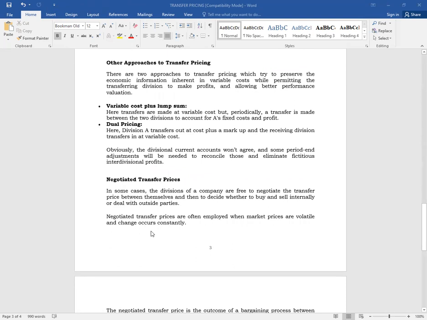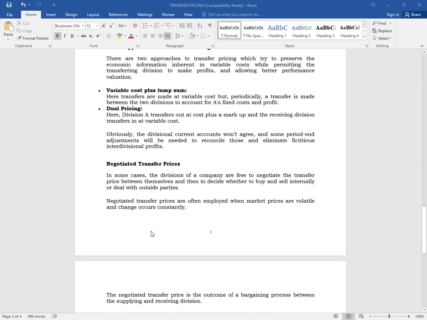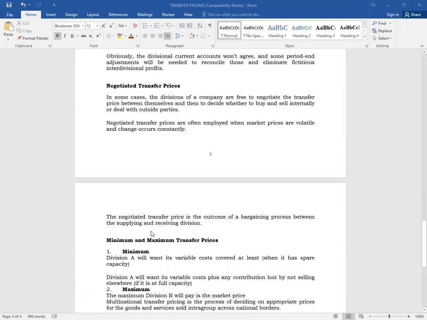Now from there, we go to the next one, where we negotiate the transfer prices. Quite hard, because the one who has the superior negotiation skills will always carry the day. On negotiated transfer prices, we are told that in some cases the divisions of a company are free to negotiate the transfer price between themselves, and then decide whether to buy and sell internally or deal with outside parties. Negotiated transfer prices are often employed when market prices are volatile and changes occur constantly. The negotiated transfer price is the outcome of a bargaining process between the supplying and the receiving division.